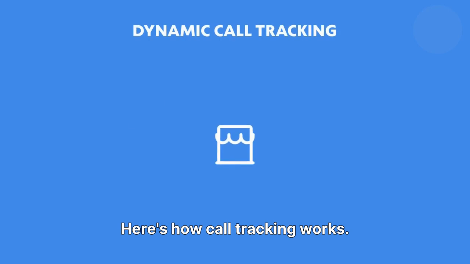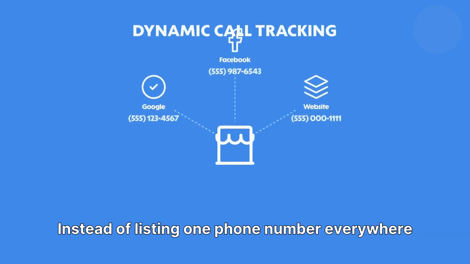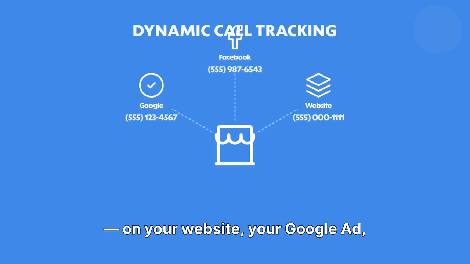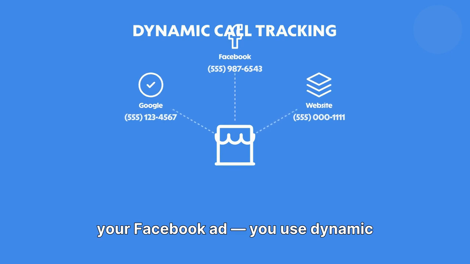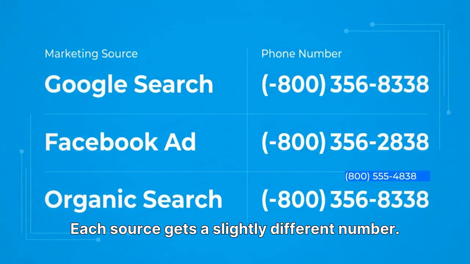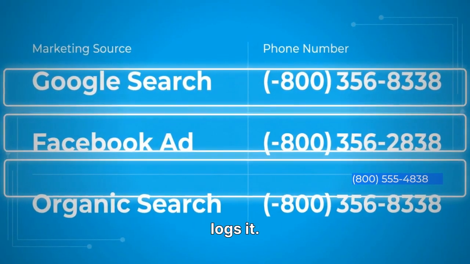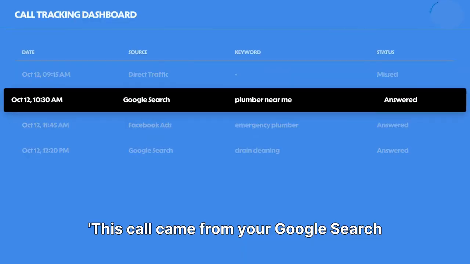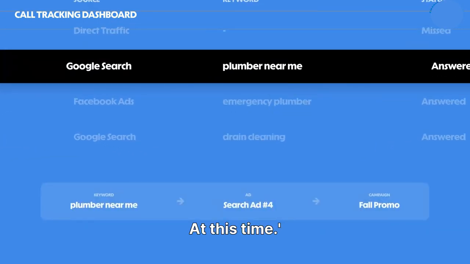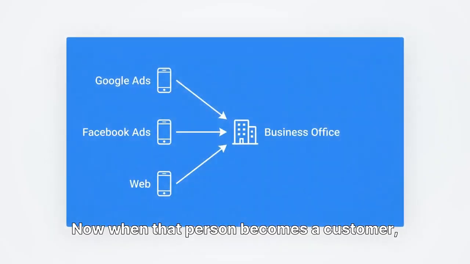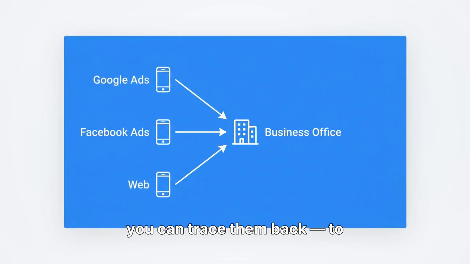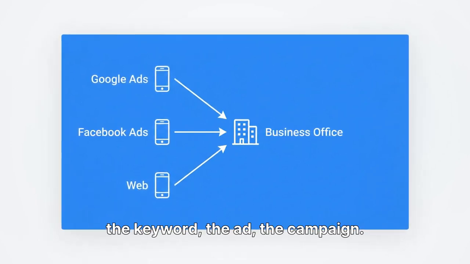Here's how call tracking works. Instead of listing one phone number everywhere, on your website, your Google ad, your Facebook ad, you use dynamic numbers. Each source gets a slightly different number. When someone calls that number, the system logs it. This call came from your Google search ad on this keyword at this time. Now when that person becomes a customer, you can trace them back to the keyword, the ad, the campaign, all of it.